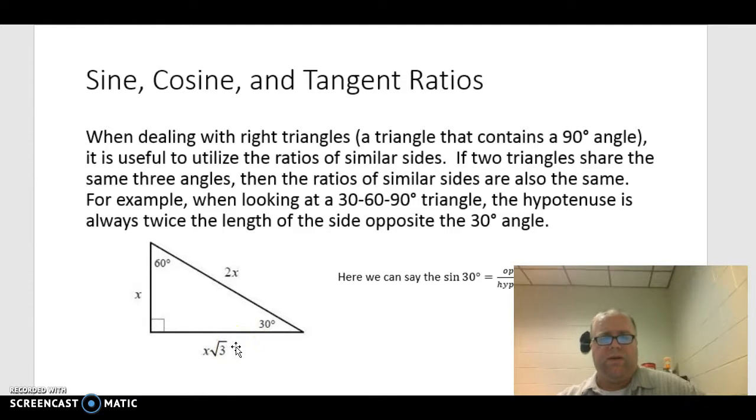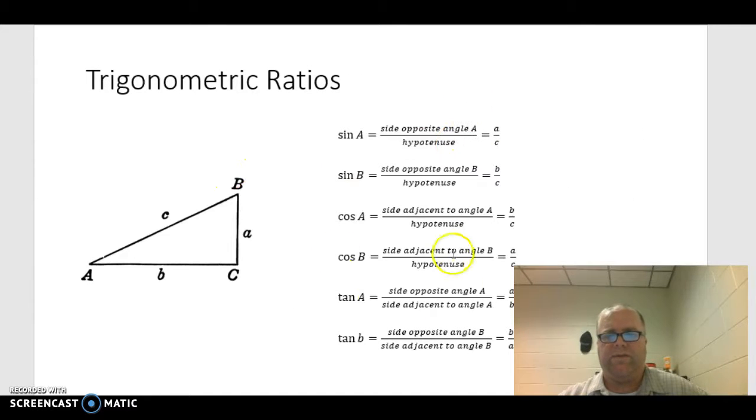So when we talk about the trig functions, sine, cosine, and tangent, we're really talking about the ratio of those sides for a specific angle. Alright, so here are all the formulas. Let me see if I can move that a little bit here.